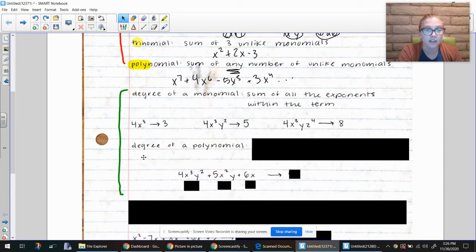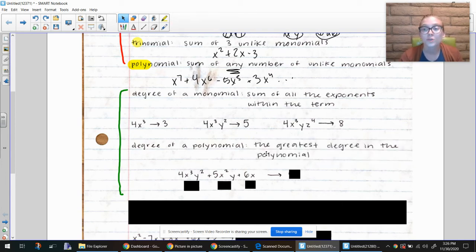To find the degree of a polynomial, we're going to find the degree of each individual monomial that makes up the polynomial. So we'll find the degree of each piece, and then we'll pick the biggest degree. So it's the greatest degree in the polynomial. Most of the time, this is just the biggest exponent. We're going to look at a harder example for right now, but when you see this in class, most of the time, the degree of a polynomial is just the biggest exponent.